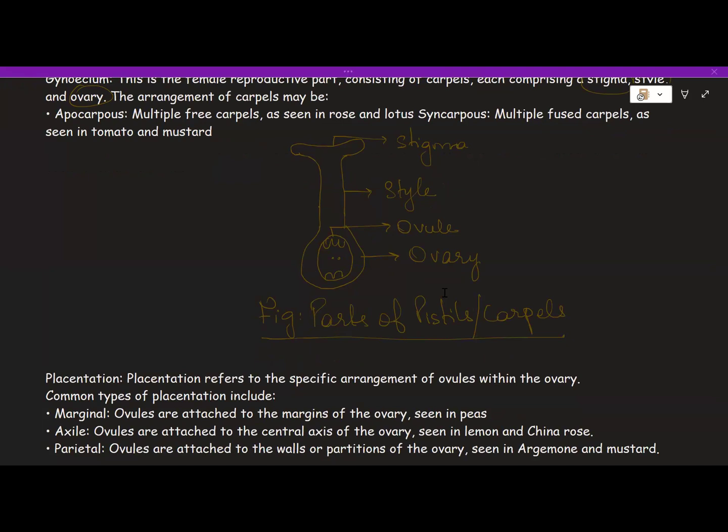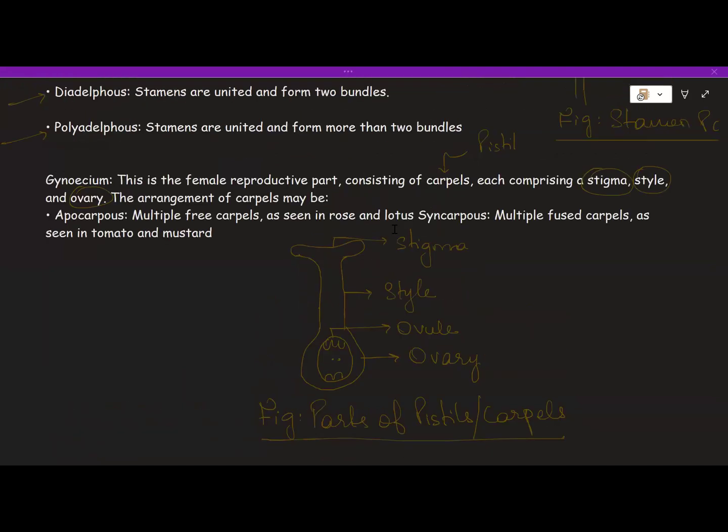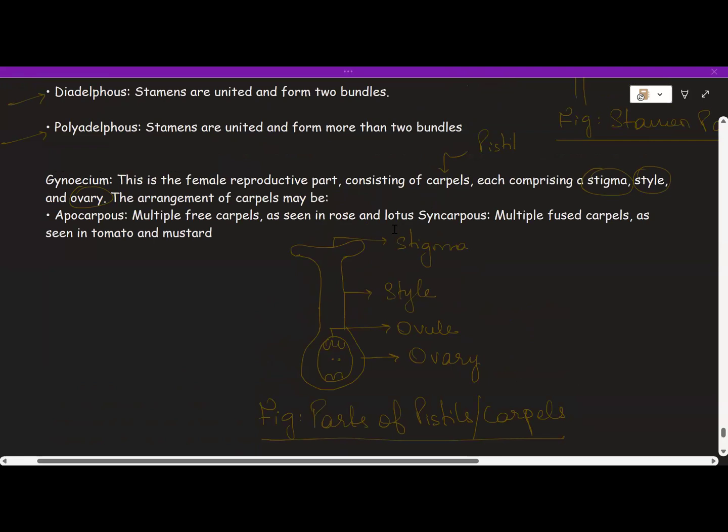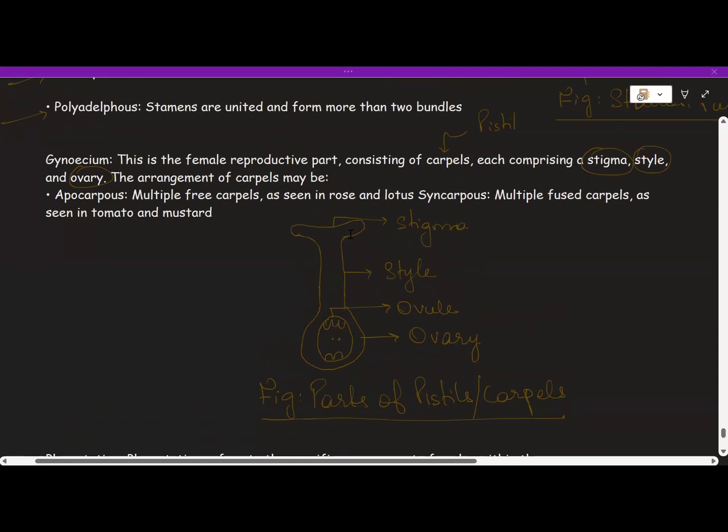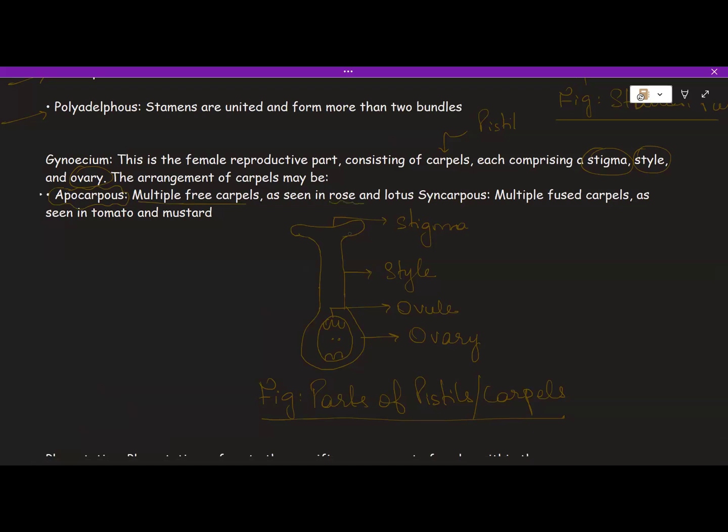So this was about the male and the female. Now see, in the case of the gynoecium, the carpels can be fused and they can be free. When the carpels are free, we call it apocarpous, like we have seen in the beginning. Multiple free carpels are called apocarpous, such as in the case of rose and lotus. The second situation is syncarpous. Syncarpous is when fused carpels are present. This is found in the case of tomato and mustard.